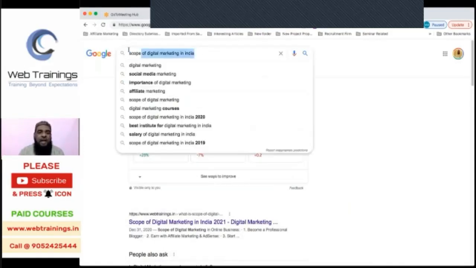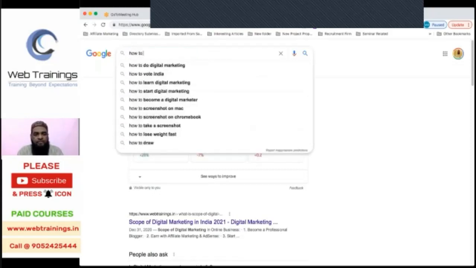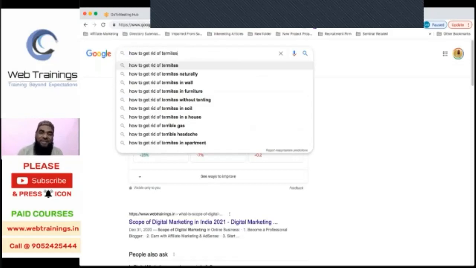Same way, see here, I'll type a query, how to get rid of, what is that, termites, right? Termites. Yeah. See, and you notice how many searches there are. How to get rid of termites? Termites naturally in wall, in furniture, without tenting. In soil, in house. Termites in apartment.